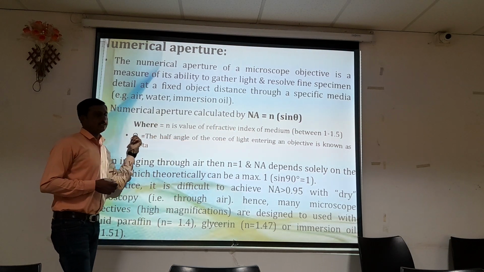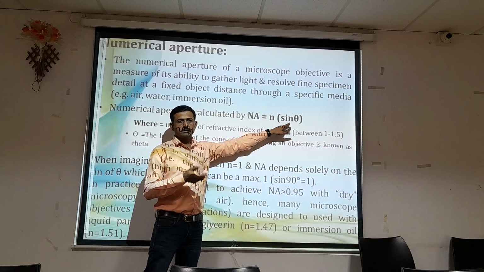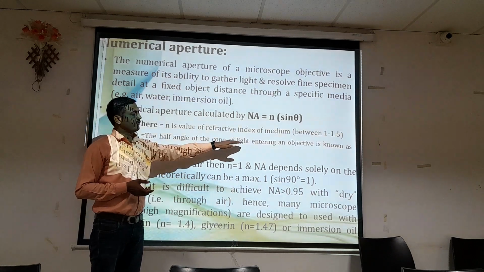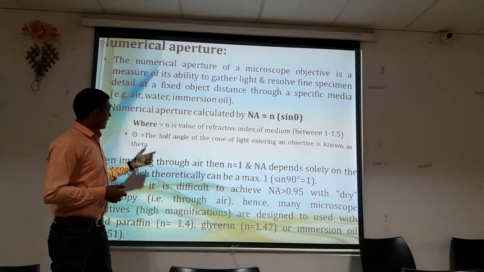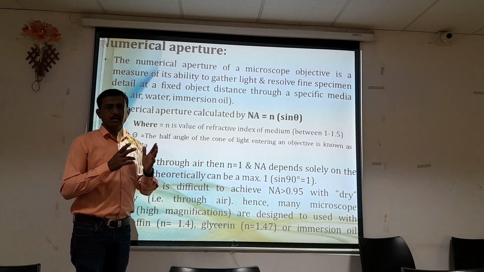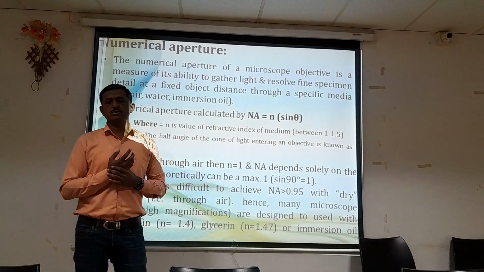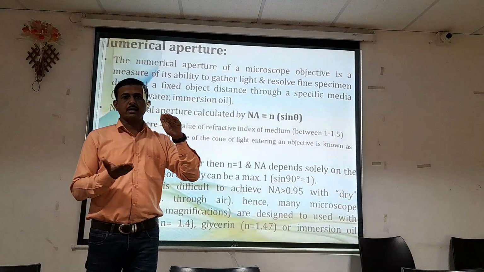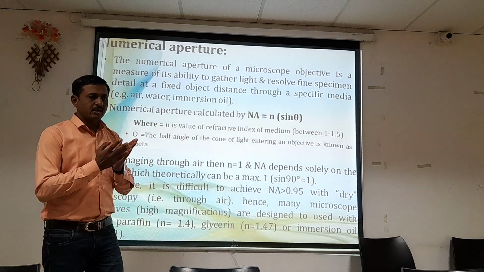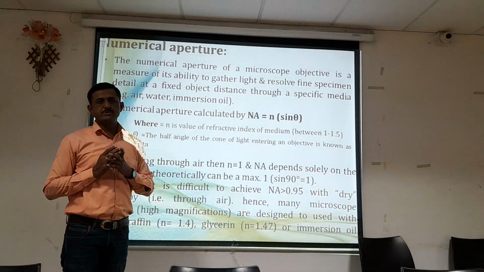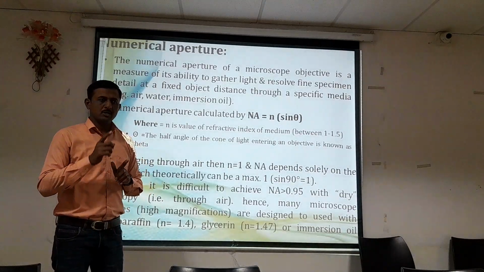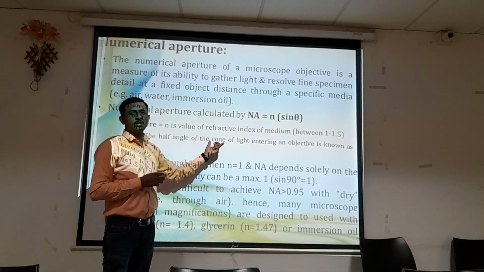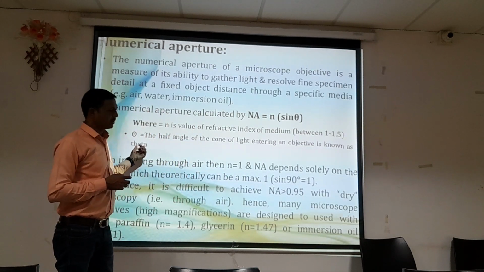Here sin is a trigonometric term, and theta is the half angle of the cone of light entering an objective. It is the angle at which light passes through the condenser and the objective. Between the objective lens and the condenser you have placed your object, and the light entering the objective forms a cone. Half of that cone angle of light entering the objective is called theta.